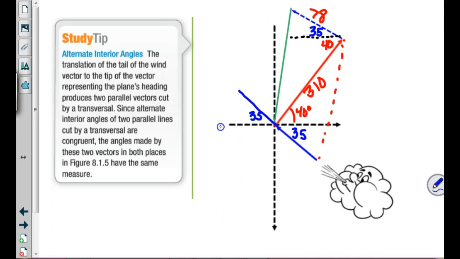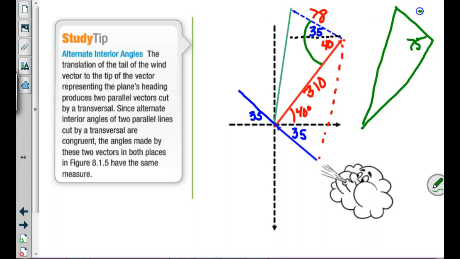I think, let me double check that. Parallel. Blue line is parallel to this line. Yes. Okay. So here's my question. This is 75. Everybody okay with that? So if I take that and I pull it out, I have a blue line, a red line, a green line, 75-degree angle, 78 knots, and 310.